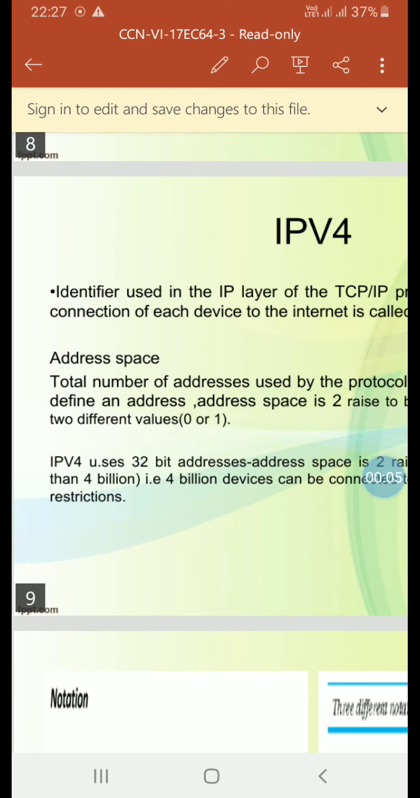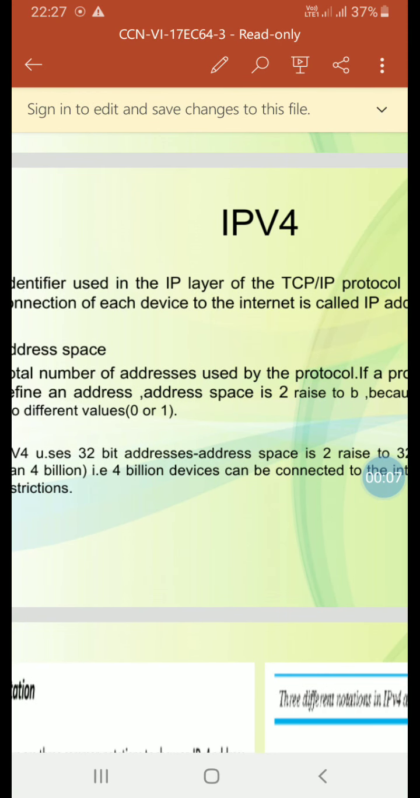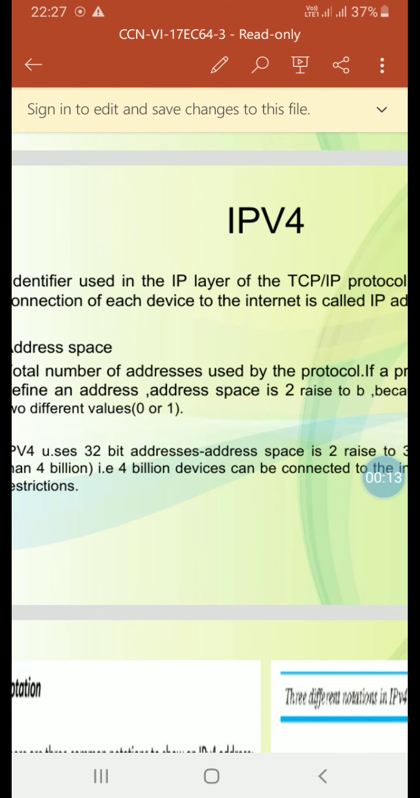So in this lecture, we'll see about IP version 4 addresses. The identifier that is used in the IP layer of the TCP/IP protocol suite in order to identify the connection of each device to the internet is called the internet address or IP address. An IP version 4 address is a 32-bit address that will uniquely and universally define the connection of a host or a router to the internet.